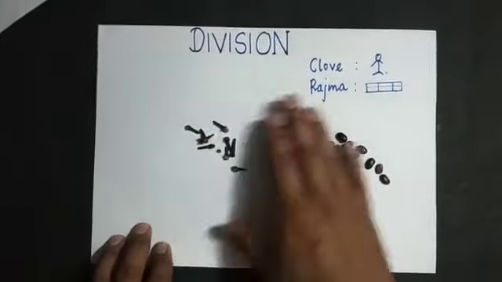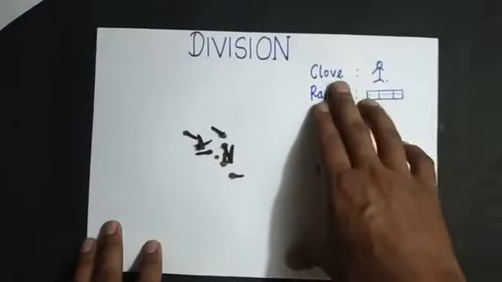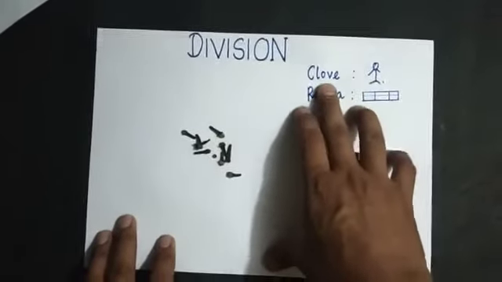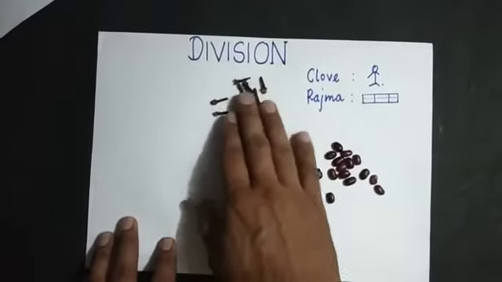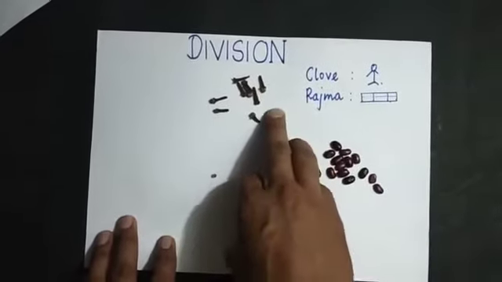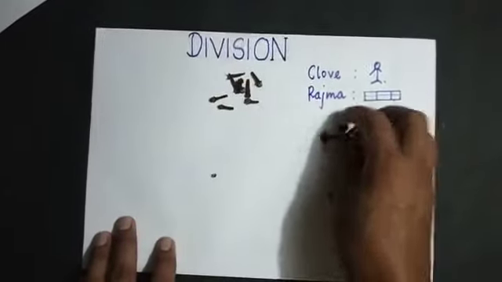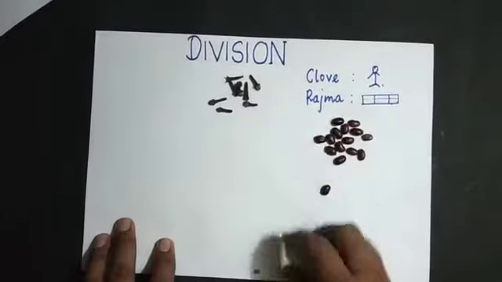In this activity we have taken two very common items that are available in the kitchen. The first one is a clove. Here you can see I have taken these cloves, and in this activity we will assume a clove as a person. And these rajma seeds, we will assume as chocolates.